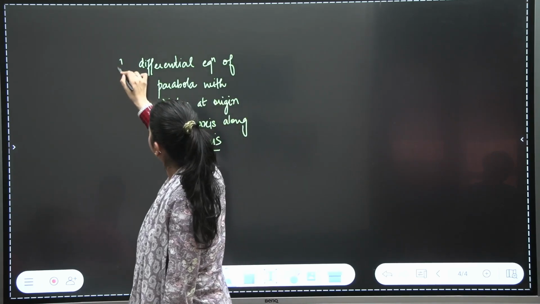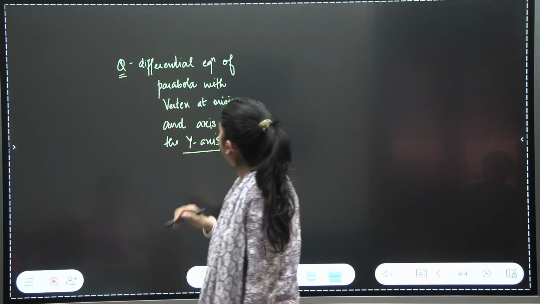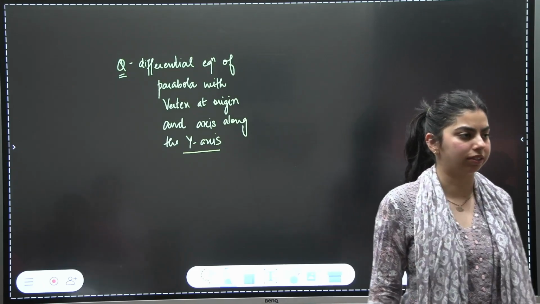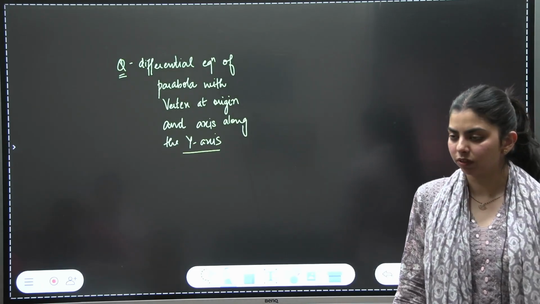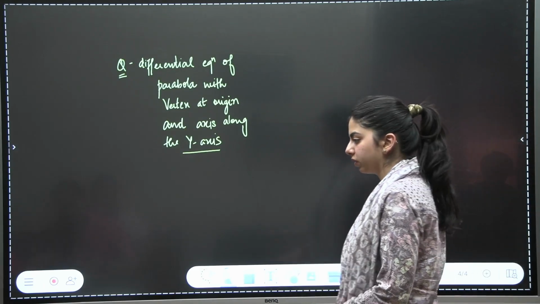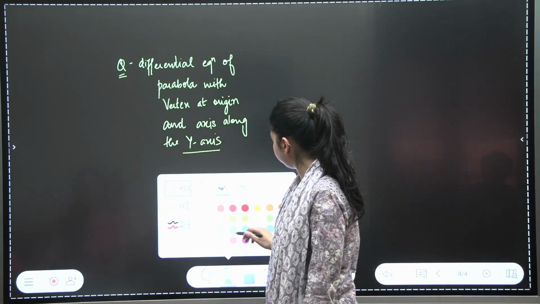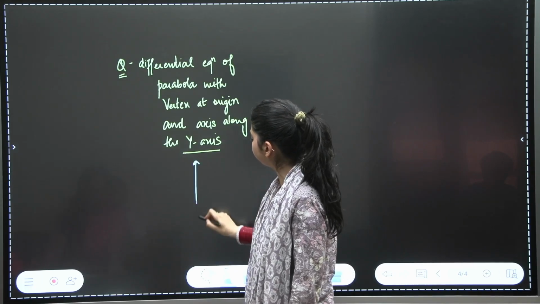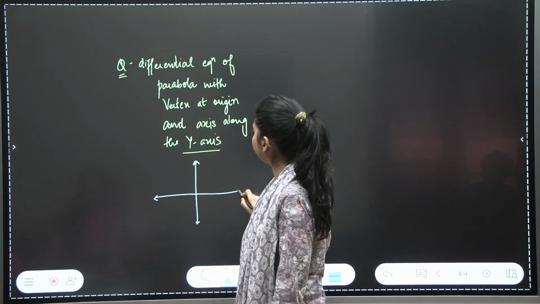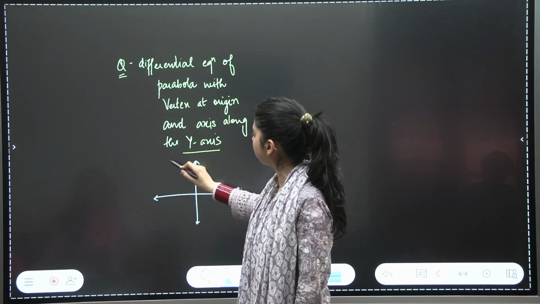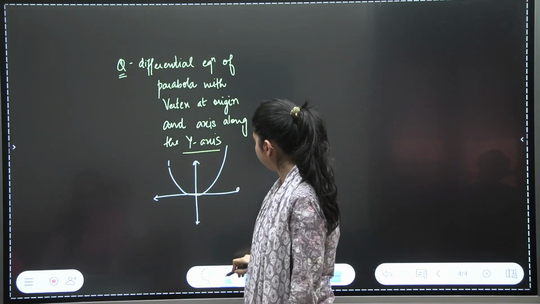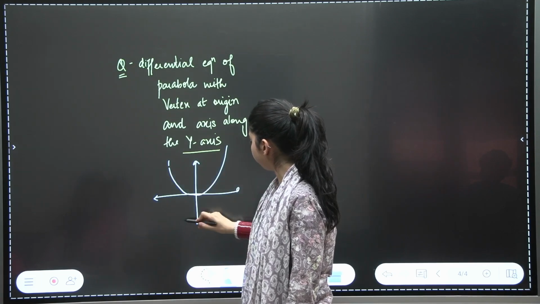What is the differential equation of the parabola with vertex at origin and axis along the y-axis? Right. First of all, let's understand what is the equation of this parabola. So what would be the equation of the parabola? It has vertex at the origin and the axis is along the y-axis. So either it is an upward parabola, right? Or it is a downward parabola.